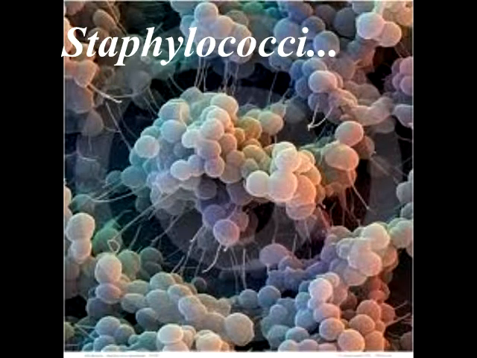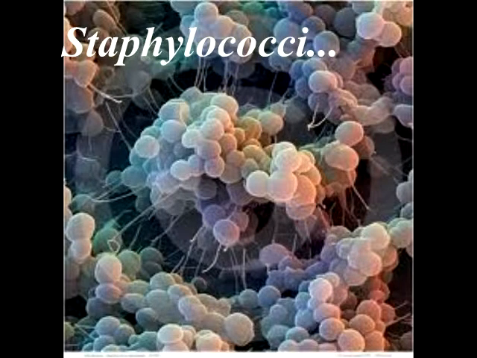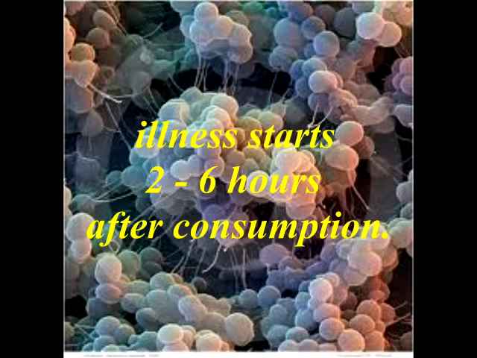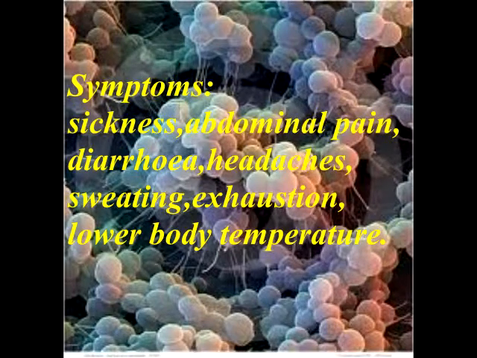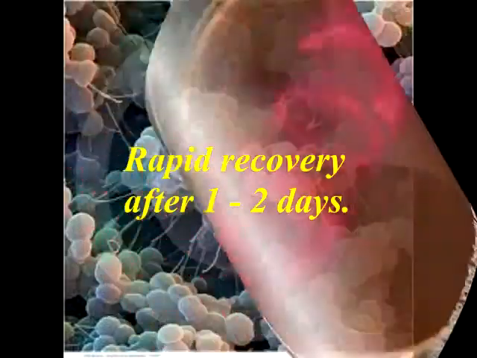Actual poisoning is not inevitable from this bacteria and often depends upon the presence of sufficient toxins in the food and a person's personal susceptibility. The incubation period for this type of poisoning is approximately 2 to 6 hours after the food has been consumed. The symptoms can include sickness, abdominal pain, diarrhea, headaches, sweating and exhaustion, accompanied by a lower body temperature. The illness is generally short-lived and usually lasts 1 or 2 days, after which full recovery is rapid.